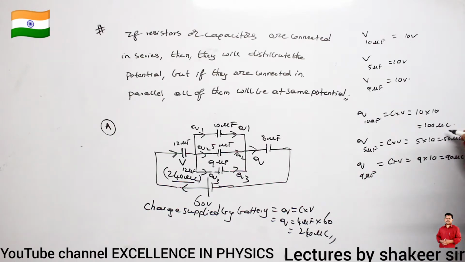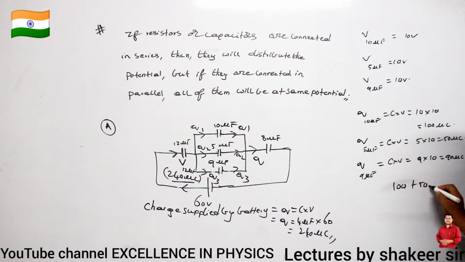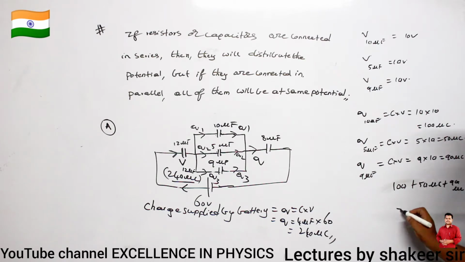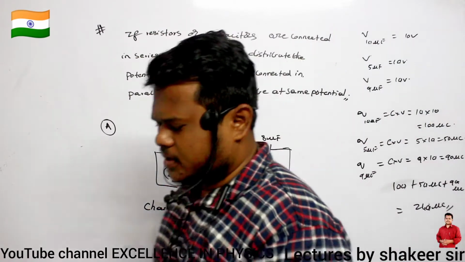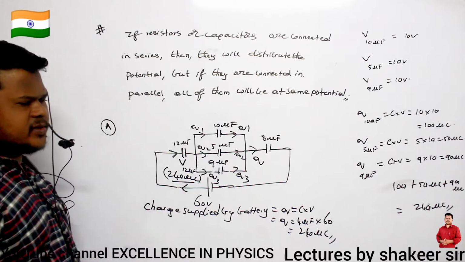So you add these 3. So 100 microcoulombs plus 50 microcoulombs plus 90 microcoulombs. Total how much is it? 150, again 240 microcoulombs of charge. That is the same charge which is produced by the battery, right? Clear? So the total charge produced by the battery is how much? Total charge produced by the battery is 240 microcoulombs.